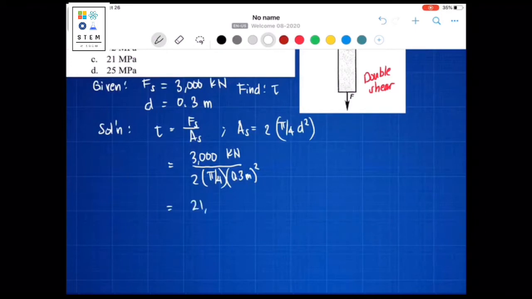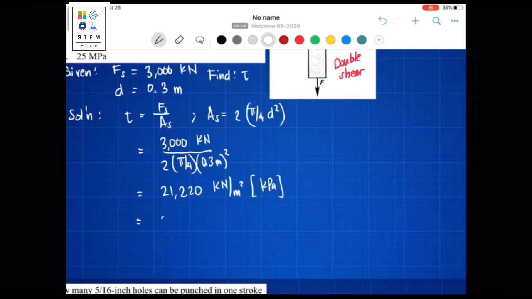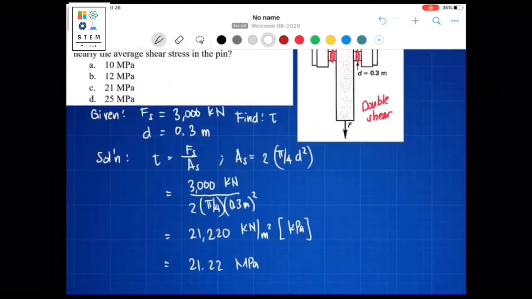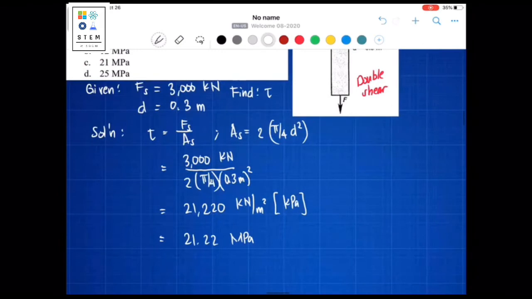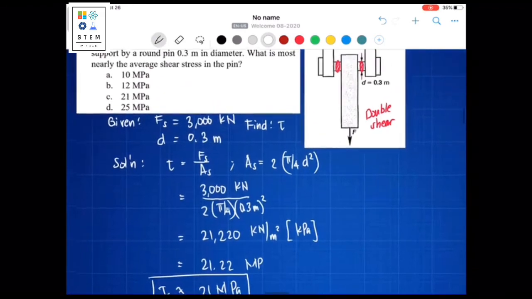So, mangyayari, 21,220 kilonewton per square meter or kilopascal. So, convert sa megapascal. So, divide by 1,000. Magiging 21.22 megapascal. So, approximately, pinakamalapit sa choices, letter C. So, approximately, shear stress is equal to approximately 21 megapascal. So, letter C.